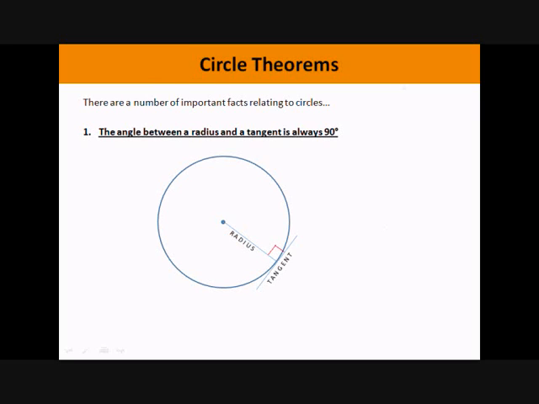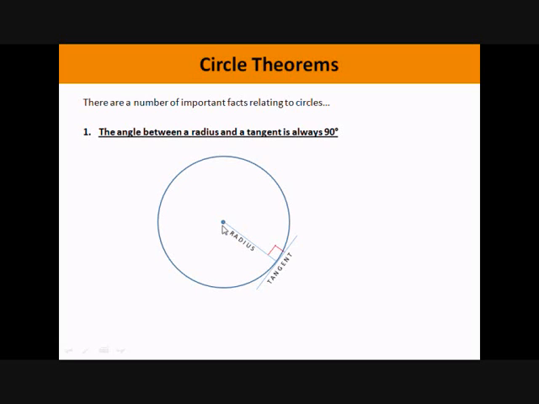Okay, this lesson is circle theorems for GCSE. It's all about various geometrical facts about circles. And here's number one. The angle between a radius and a tangent is always 90 degrees.